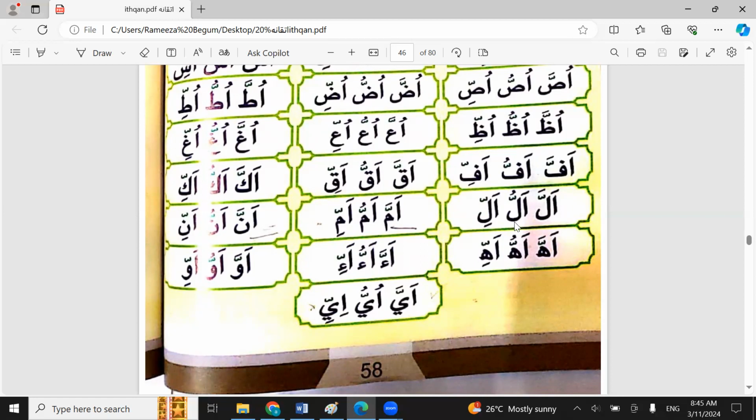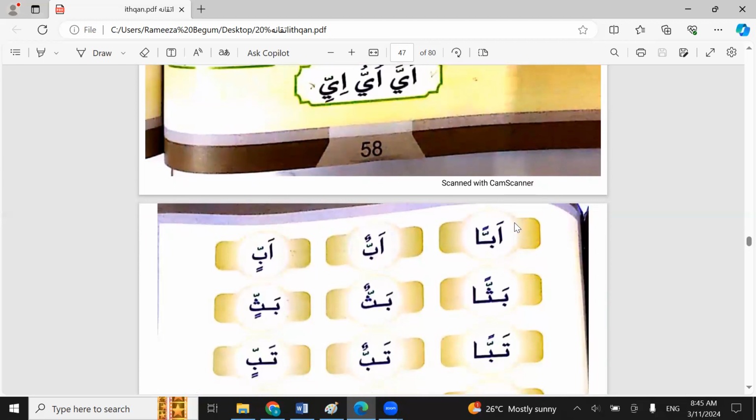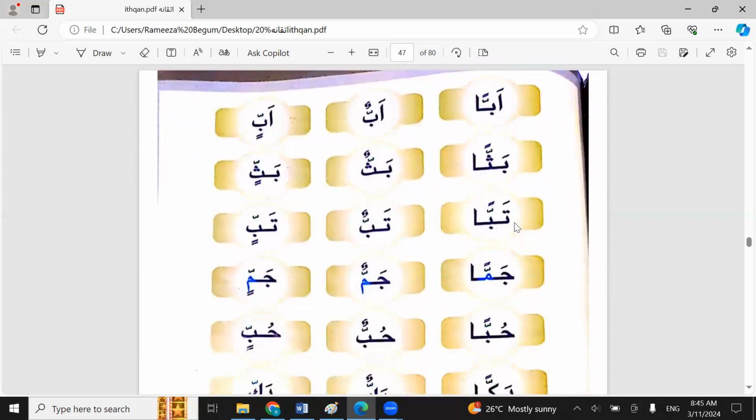It means the letter is double. We have to read that letter twice, one with the sukoon and one with the haraka. Haraka means the vowel sign. Here we have double fatha, double dhamma, and double kasra. We know how to read the double fatha. We read like an, un, in. Here, as there is a shadda sign, we have to read this ba twice.